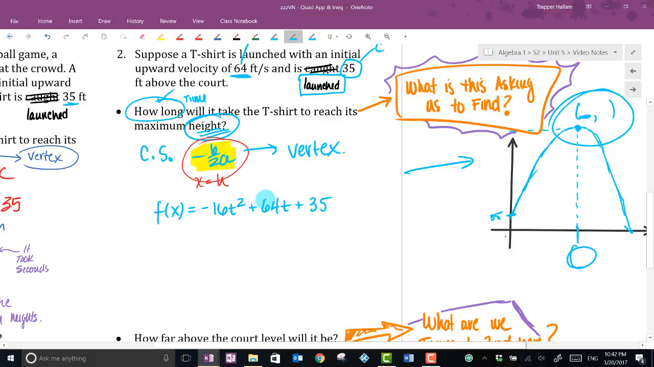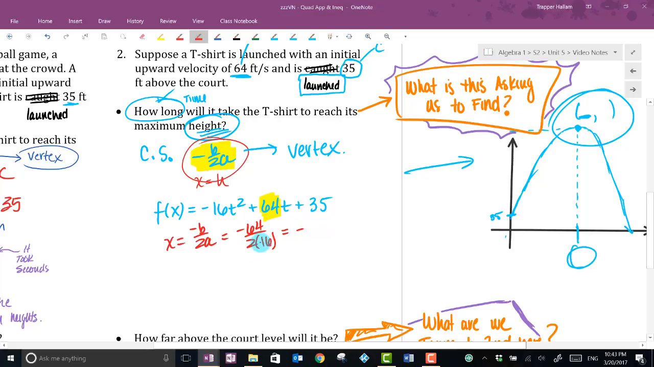So all we really need for this piece then, instead of changing all the vertex forms, we just need that 64 feet per second. Now we're going to put it into opposite b over 2a, which is going to find our x-coordinate of our vertex. So opposite 64 over twice our a, which is 16, and that's going to calculate to 2.